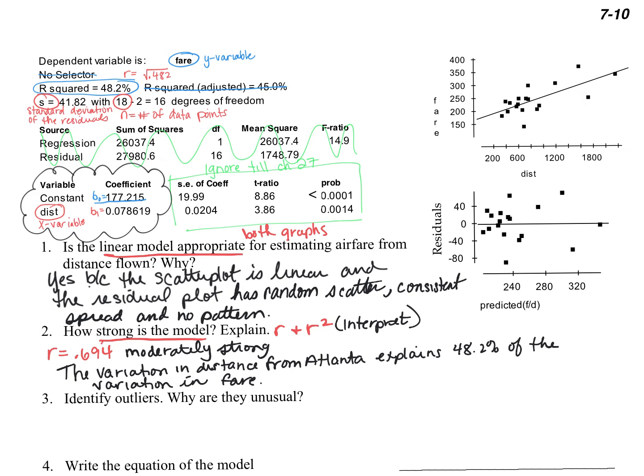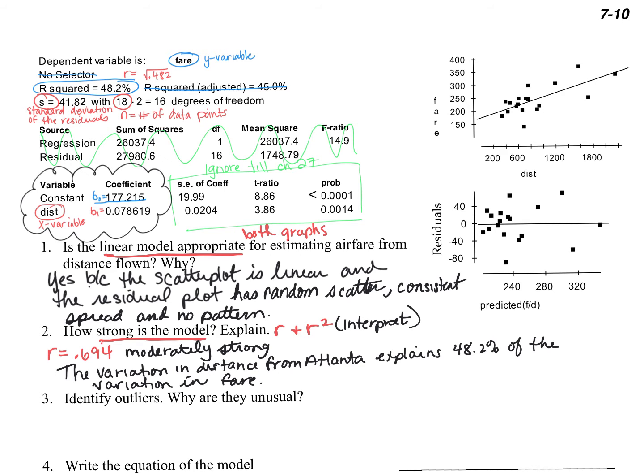So when it's asking you how strong the model is, your explanation is to state what the correlation is and what that means. We see it's 0.69, which is in our moderately strong range, right? 0.6 to 0.8 was moderately strong. And then we interpret our R squared. If it asks how confident you are in the model, you just have to interpret your R squared. So the confidence you have in the model is R squared. We're about 48% confident because only 48% of the variation is accounted for by the model.